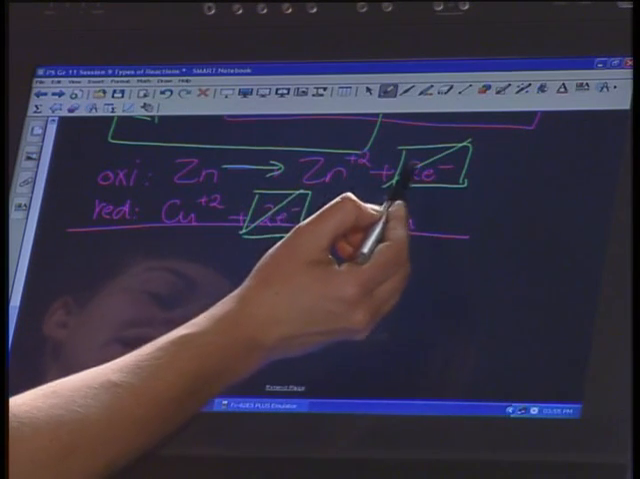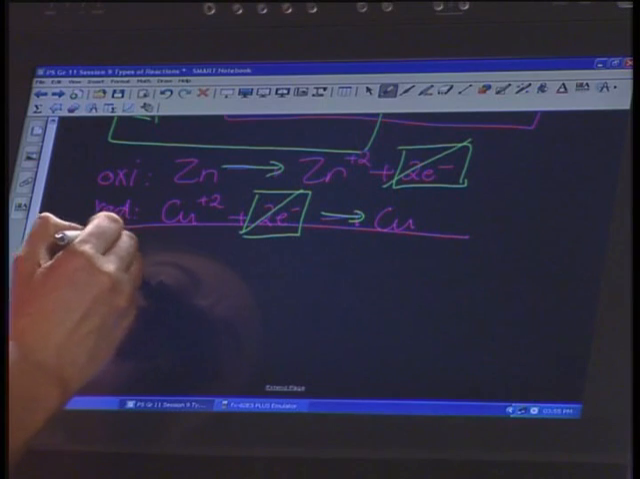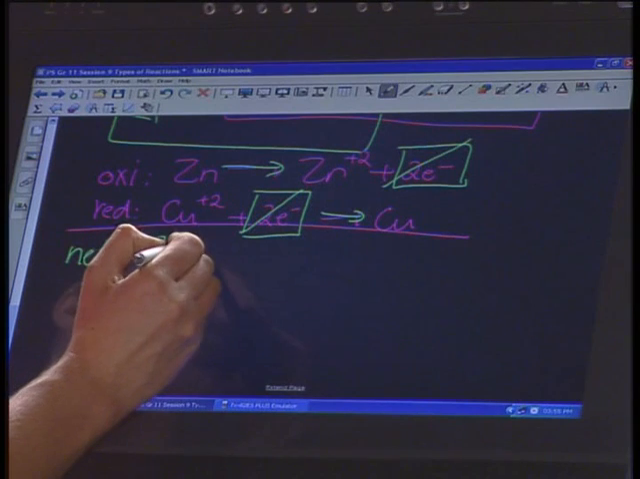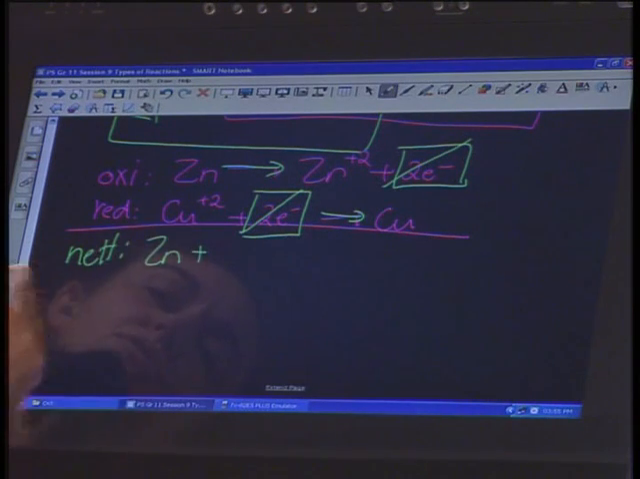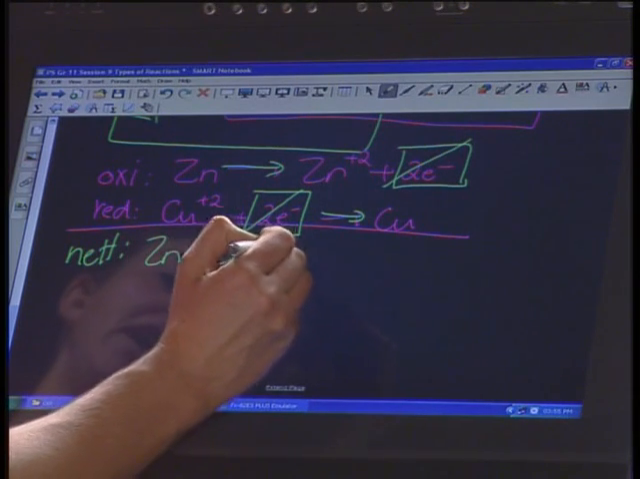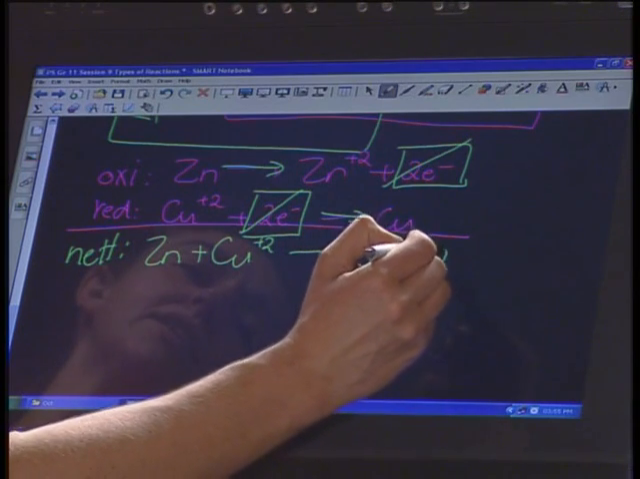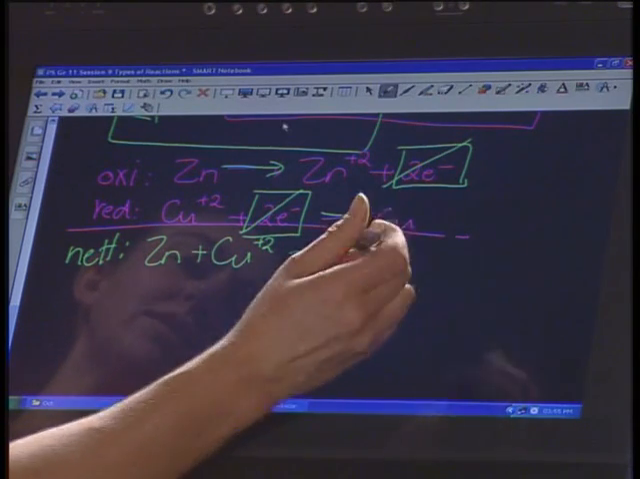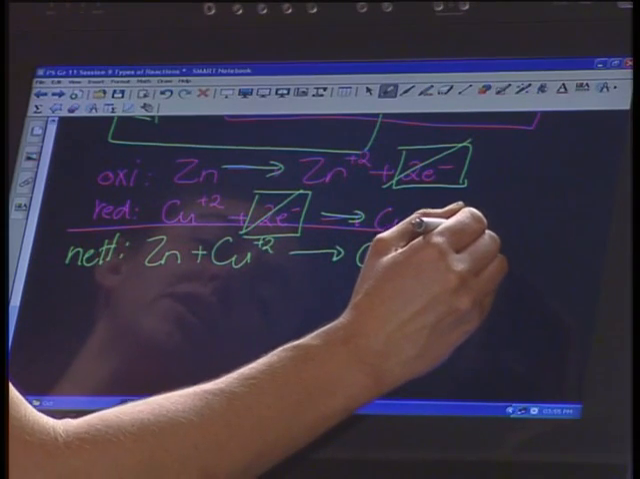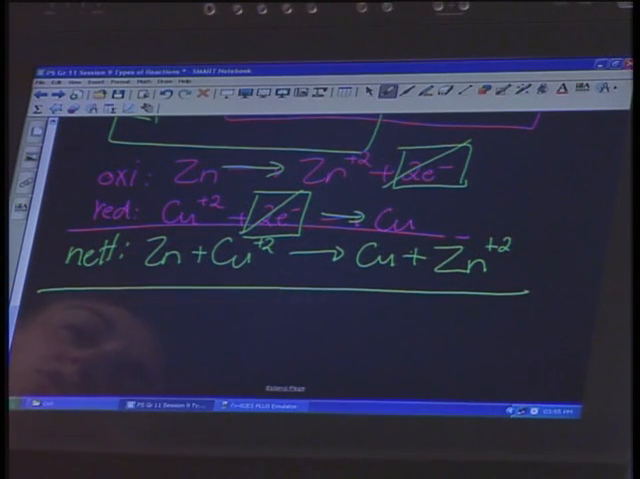Make sure that you cancel the right number of electrons out, because in the net equation, we do not write any electrons. I tend to write the unbonded elements first. So I start off with my zinc, and I then have my copper 2+, and over here it will form my copper and my zinc with a 2+, not a 2 with a zinc plus. So there's your zinc, and it's got a 2+ oxidation number, and that is then your overall net equation.